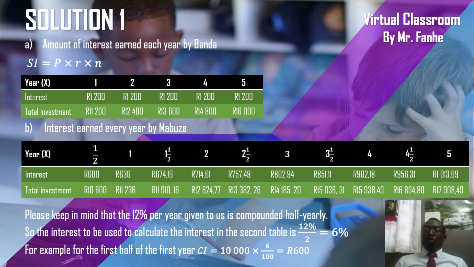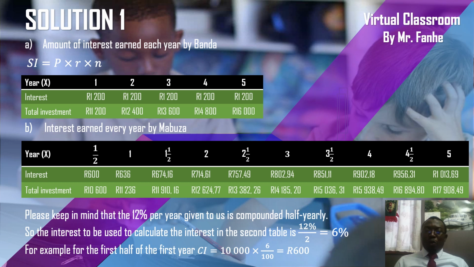Now we go to the total investment. For year 1, it is the interest in year 1 plus the initial investment. That is 10,000 plus 1,200. Then we get 11,200. For year 2, it is the total investment for year 1 plus 1,200, and then we get 12,400. For year 3, it is the total investment in year 2 plus 1,200, and we get 13,600. So that is what we are going to do up to year 5.